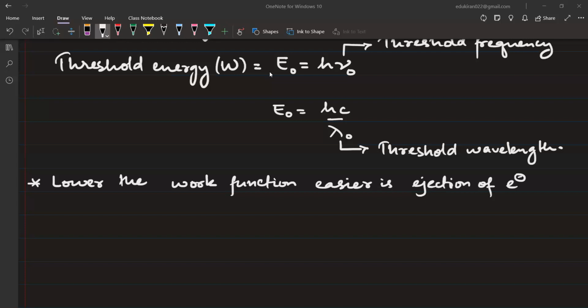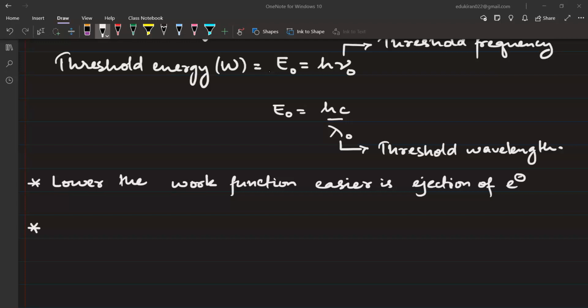Now, next thing is that if I give energy more than required, how much energy are we giving? Please tell me, guys. Threshold energy is the required energy to eject an electron from the metal surface, right? But we are giving more than required. How much are we giving? More than required. Are you there in class? Yes, sir. Okay, fine, very good.